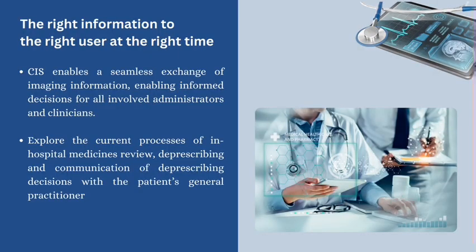And the last one is the right information to the right user at the right time. A clinical information system enables seamless exchange of image information, enabling informed decisions for all involved administrators and clinicians. Explore the current process of in-hospital medicine review, de-prescribing, and communication of de-prescribing decisions with the patient's general practitioner. To understand more about our clinical information system, let's watch this video.